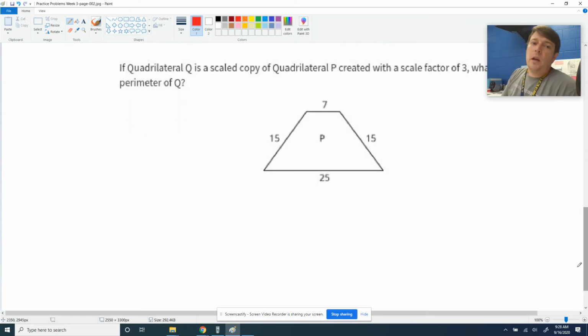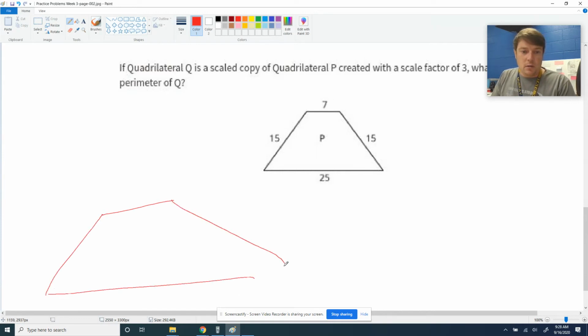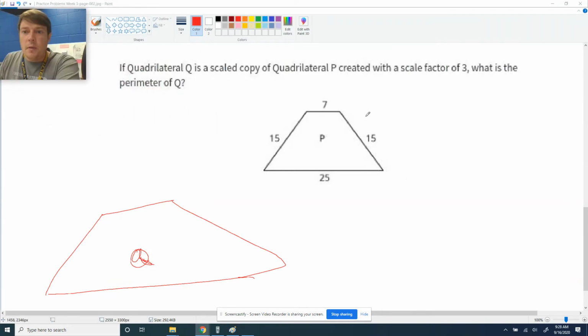So if quadrilateral Q is a scaled copy of P, so we've got quadrilateral Q over here somewhere, and it's been drawn with a scale factor of 3, so it's bigger, right? And this is not drawn to scale. This is just me saying, hey, here's Q. Okay, so there's quadrilateral Q. What is the perimeter of Q?